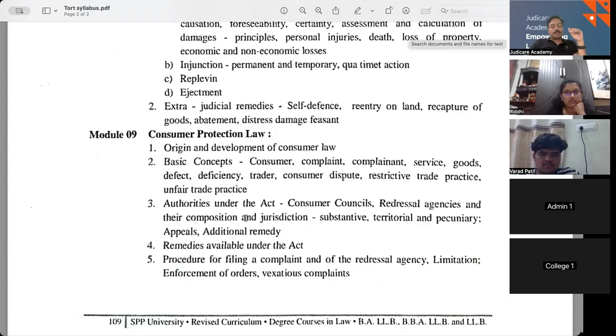So in the procedure of filing, although the filing starts at various levels, it is a direct first complaint or an appeal, depending upon the price of that particular good or service, and you have to respect the limitation period. And then if the judgment has come, it has to be enforced. That also is something which is enforced through these laws.